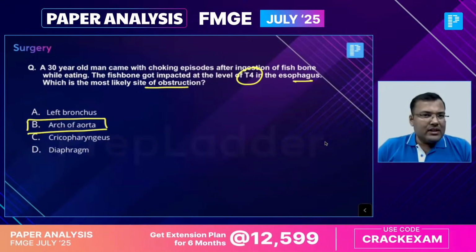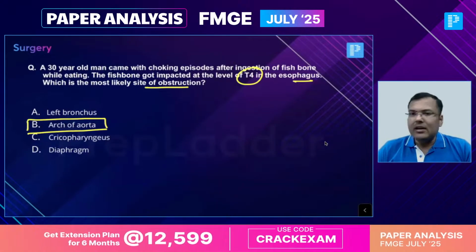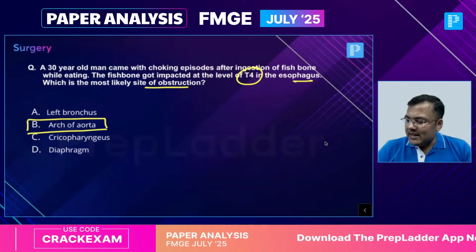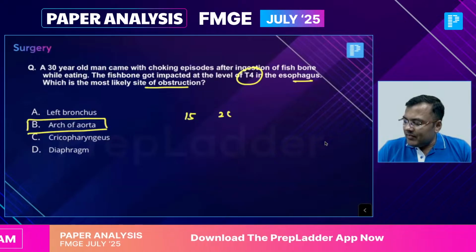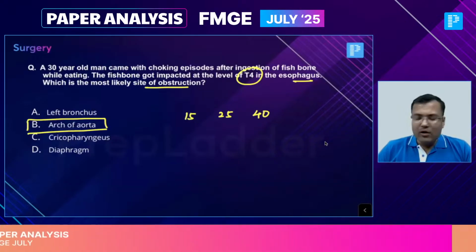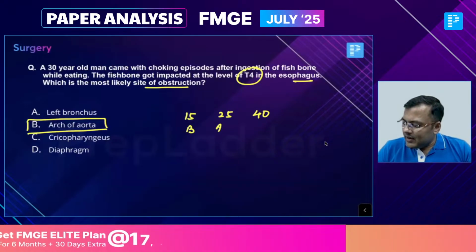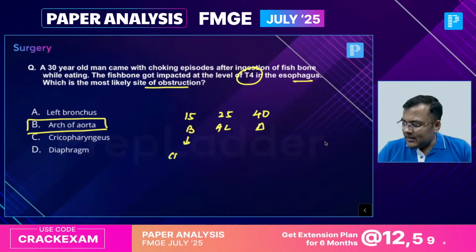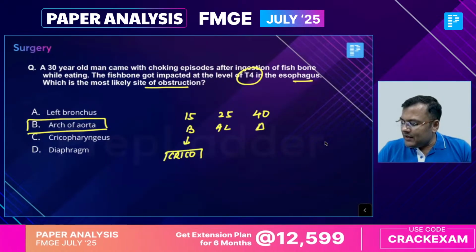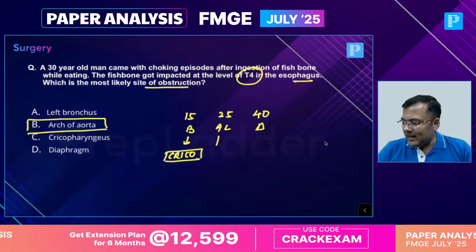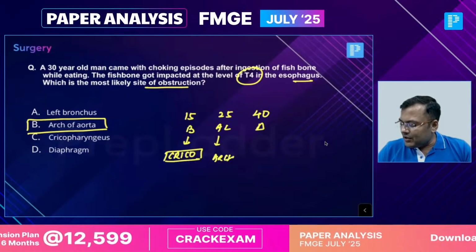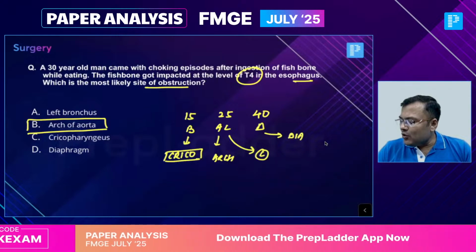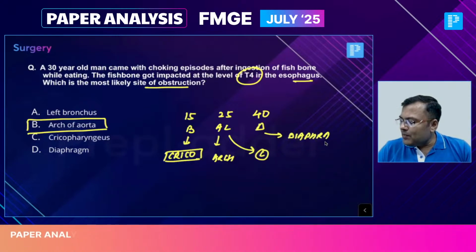You know that. What are the constrictions in the esophagus? If you perform endoscopy, you're going to find 3 constrictions from the upper incisors, at 15, at 25, at 40 centimeters. And how to remember? The mnemonic is BALD. B is beginning of esophagus, that is cricopharynx. A means arch of aorta. L means left bronchus. D means opening in diaphragm.